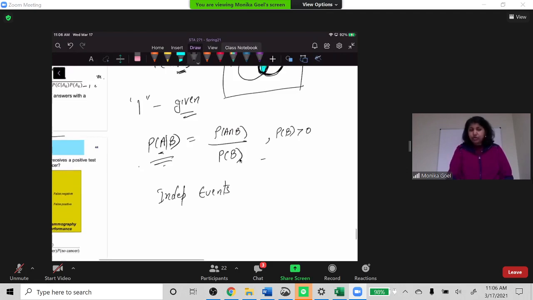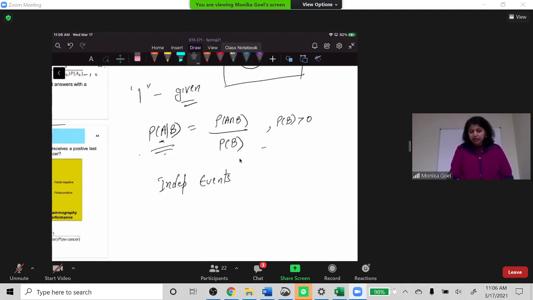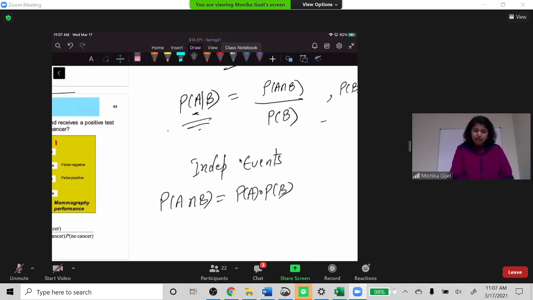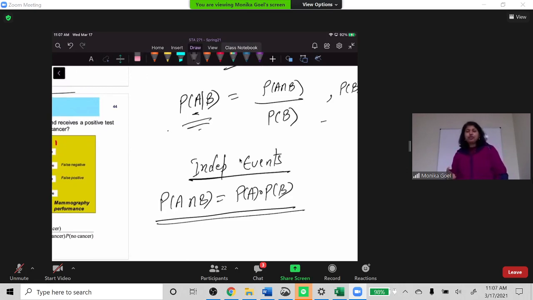Two events are independent if knowing the chance of one is not going to affect the chance of the other. Or let's say, knowing the chance of this is not going to change anything for this. So those two events are said to be independent. For independent events, we know the probability of their intersection is the product of these two. This is the multiplication rule for two events. If two events are independent, they're not going to affect the chance of the other.